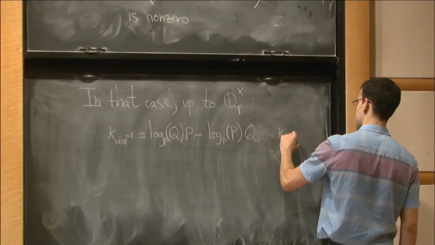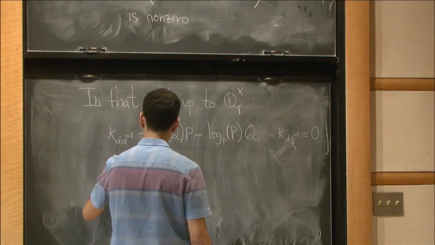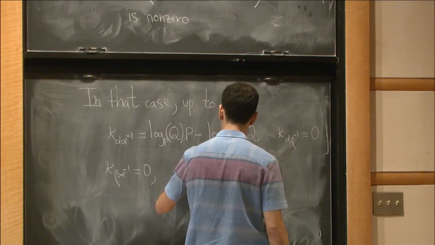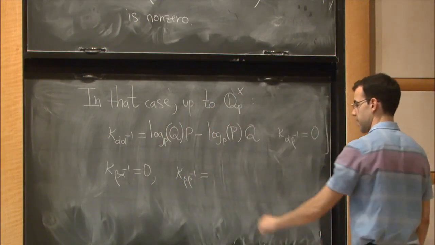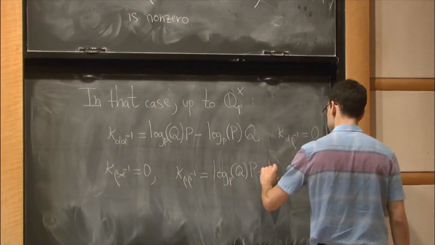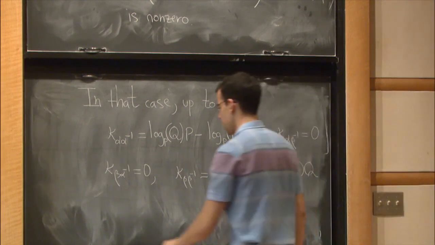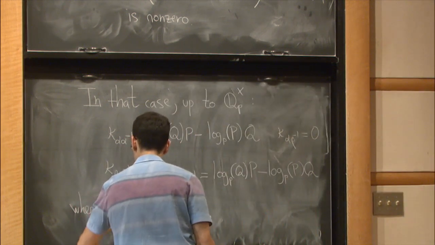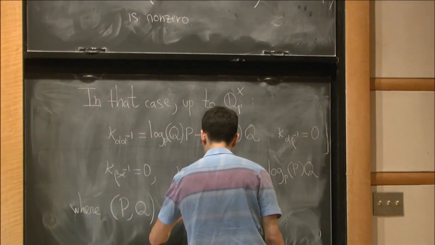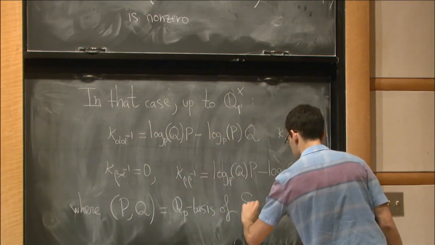Kappa alpha beta inverse should actually be trivial. Kappa beta alpha inverse should be trivial as well. And finally, kappa beta beta inverse should be again the same expression. Yeah, that's the next line. Okay, where P, Q is a Q_p basis of the p-adic Selmer group.